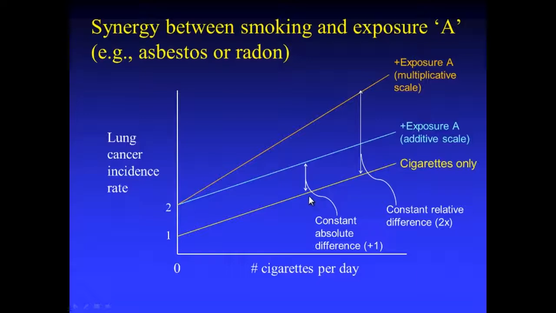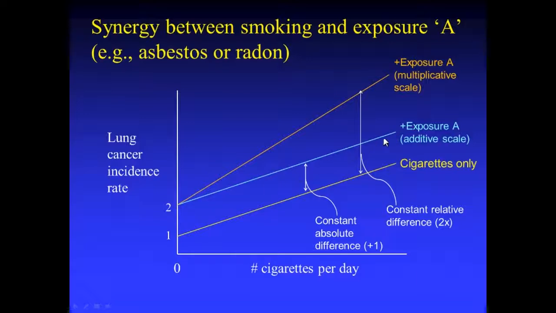Now, if you remember, as I said in an earlier talk, effect modification represents a departure from the expected on the scale that you're examining. So these two lines here, the orange line on the multiplicative scale is the expected, and on the additive scale, this would be the expected. So depending on which scale you're looking at, neither of these two represent effect modification.